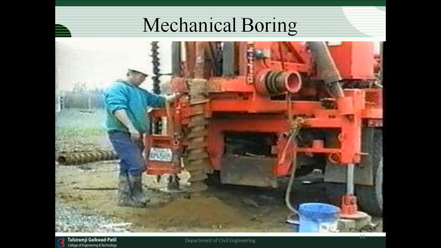Now you see this picture. In this picture, one person with the help of machinery is doing the boring into the earth, operated with the help of a mechanical instrument. This type of boring is called mechanical boring or advanced boring. In that case, all the instruments are operated mechanically or automatically. We normally use this type of boring to save time and to complete the project on time.